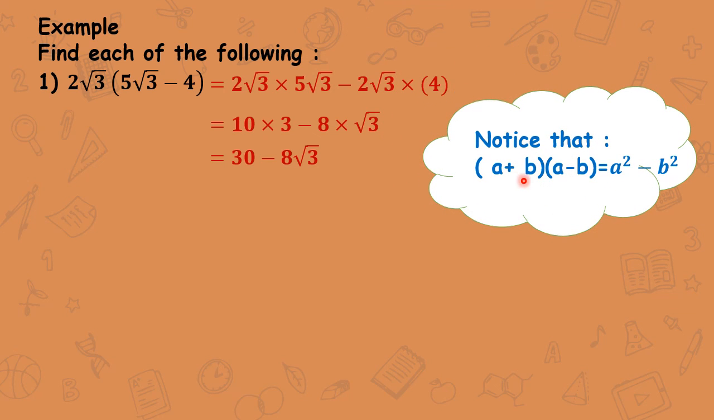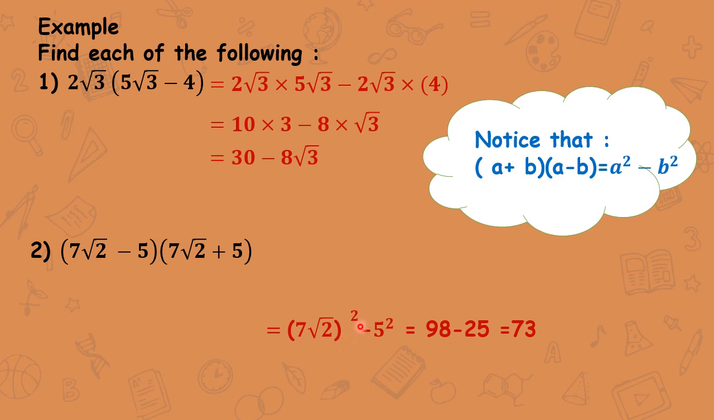Remark: (a plus b) times (a minus b) equals the square of the first minus the square of the second, equals a power 2 minus b power 2. Example number 2: (7 root 2 minus 5) times (7 root 2 plus 5). The two brackets are the same and different in sign. According to this remark, the result equals (7 root 2) power 2 minus 5 power 2. (7 root 2) power 2 equals 98, minus 5 power 2 equals 25. 98 minus 25 equals 73.